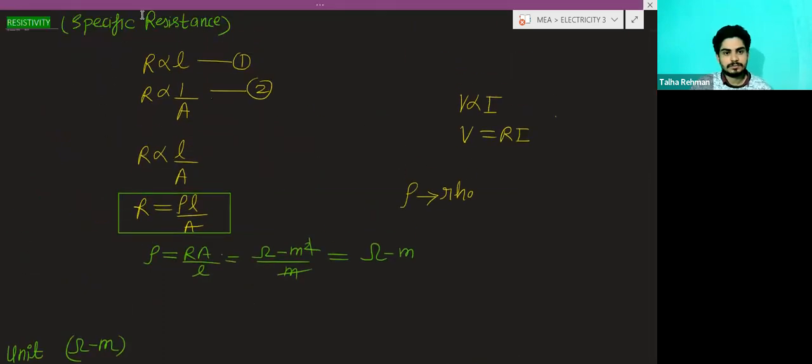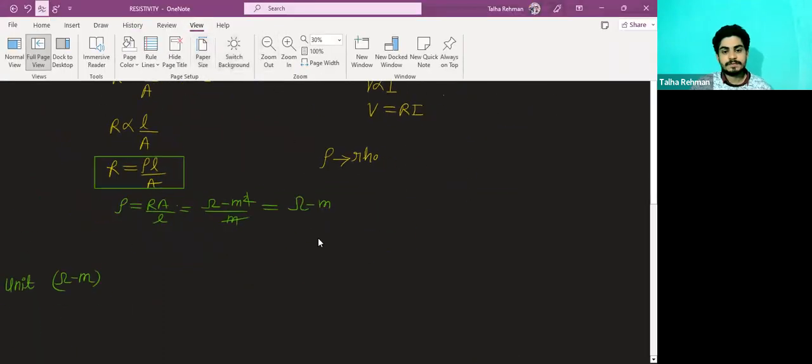Okay, write down fast. Then we will solve numerical.